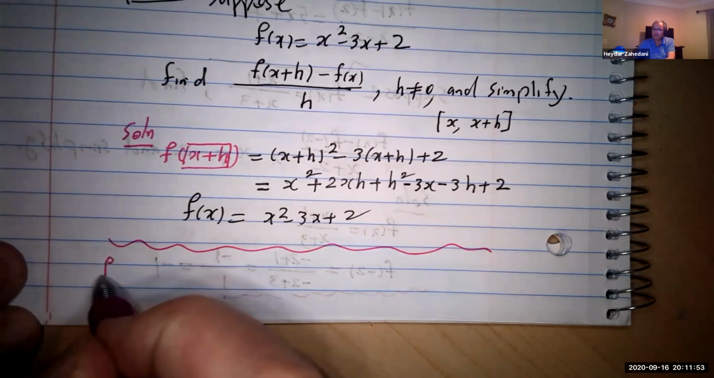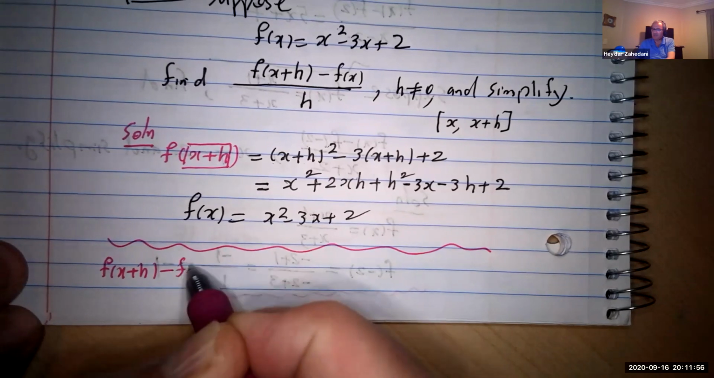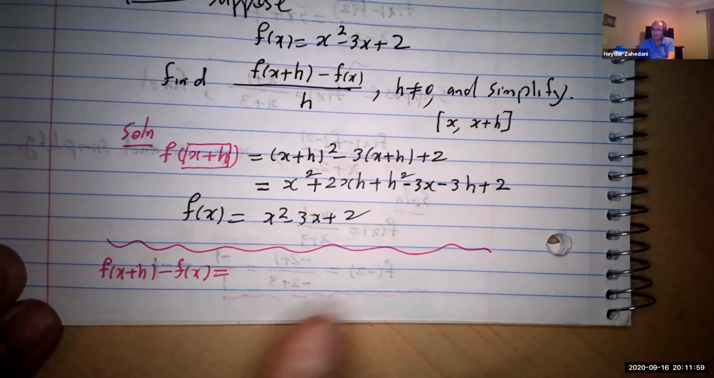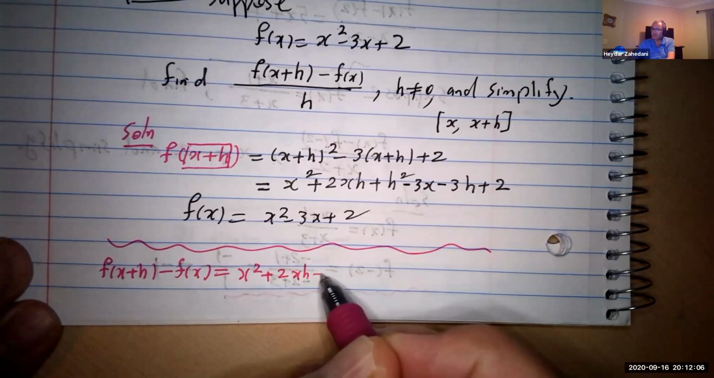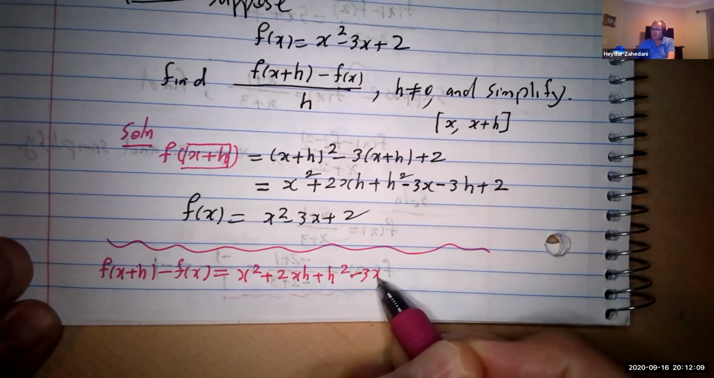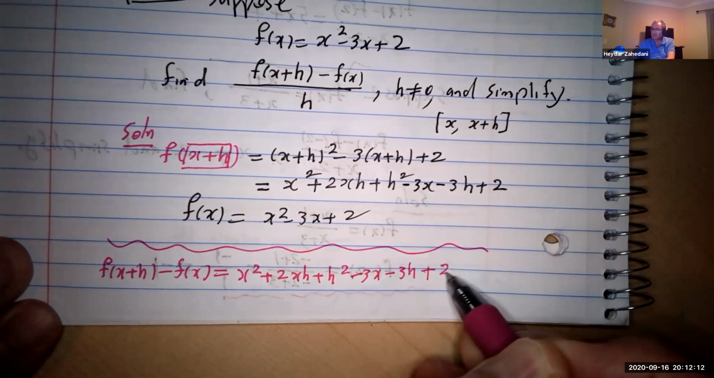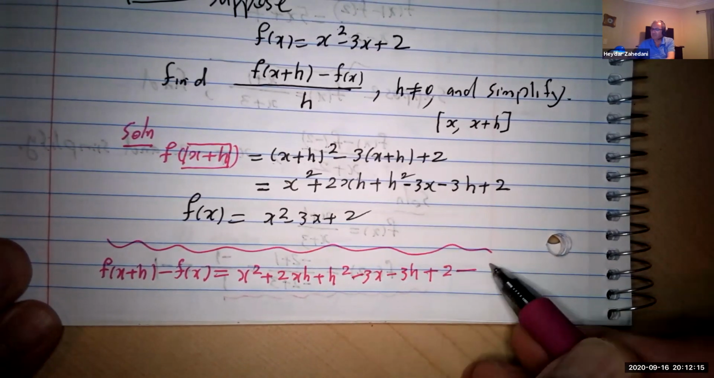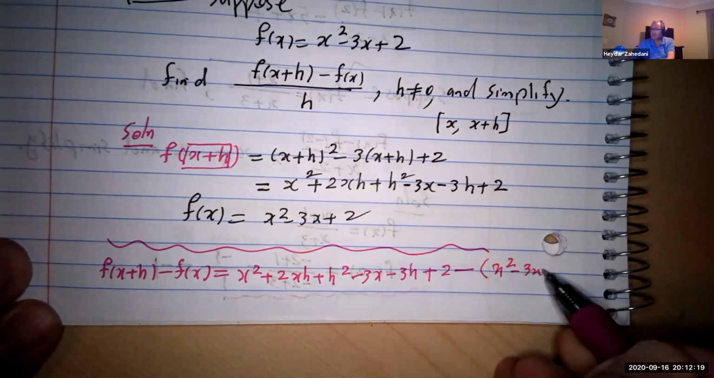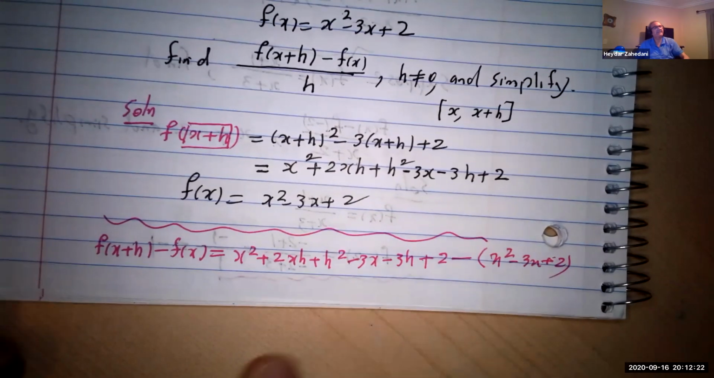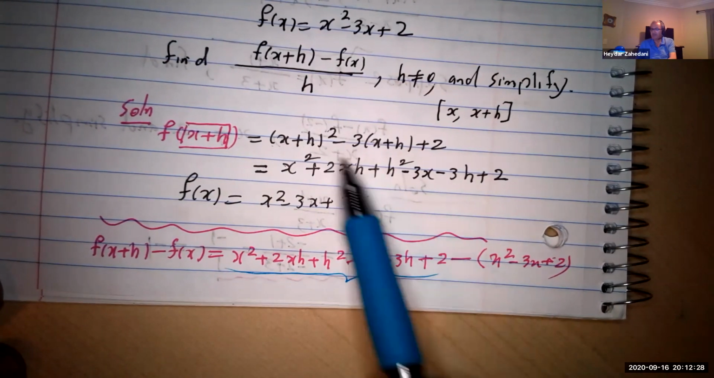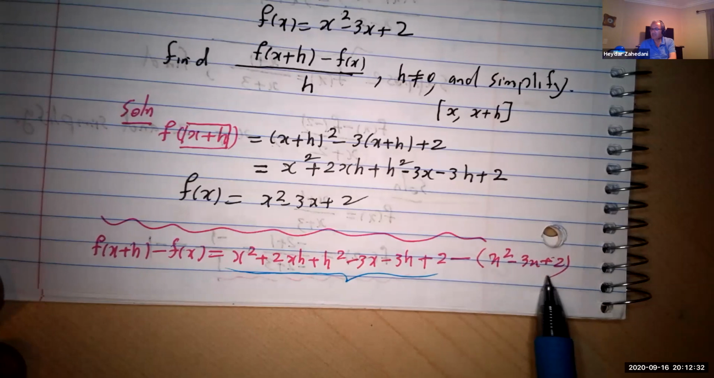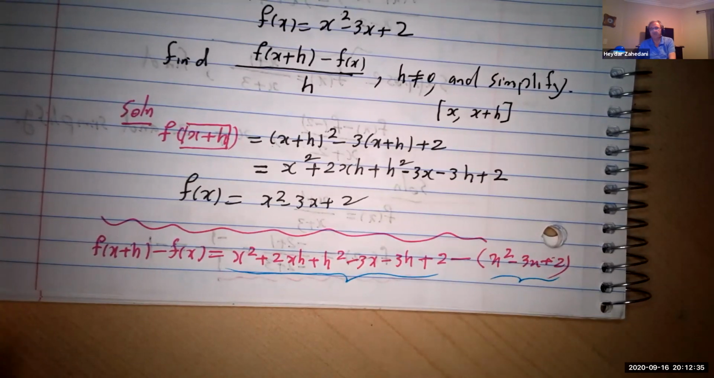What's a subtraction? It's f of x plus h minus f of x is equal to, you write the first one minus the second one, x squared plus 2xh plus h squared minus 3x minus 3h plus 2 minus, use parentheses, otherwise you will lose everything. You see, this is going to be the one. So this part that I put over here is the first part. It's f of x plus h minus, and this part is the second one, f of x. If you change this sign, most of them would be cancelled out.